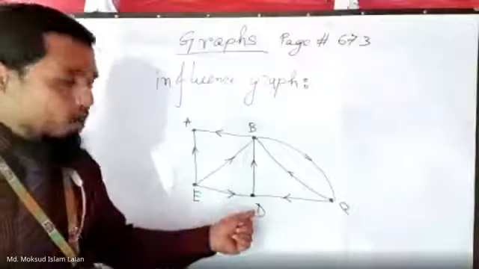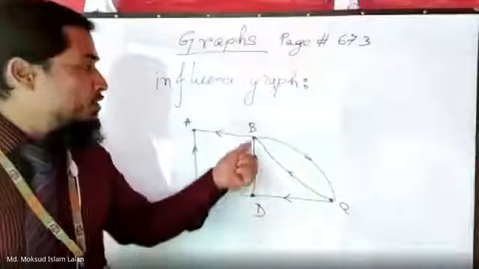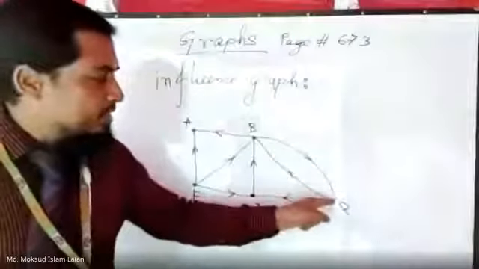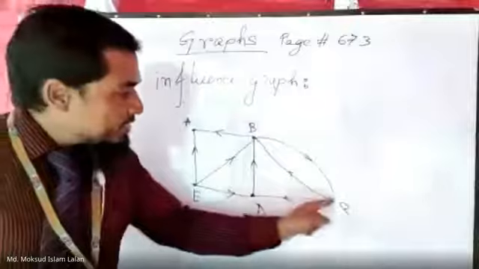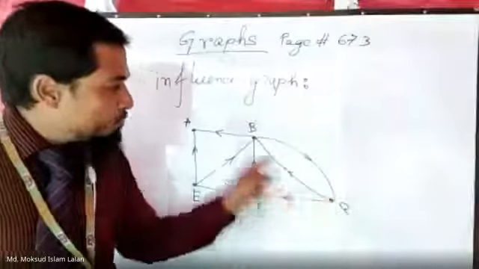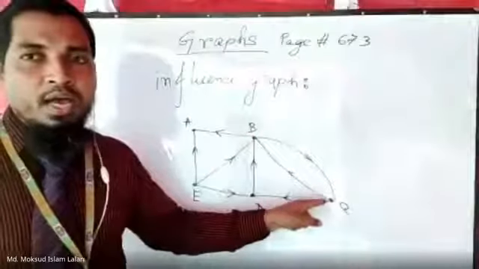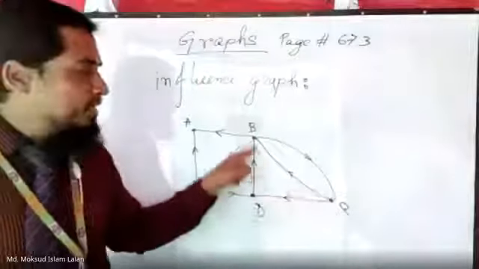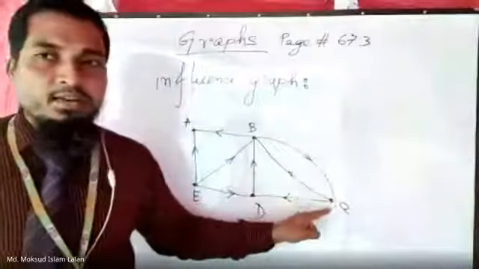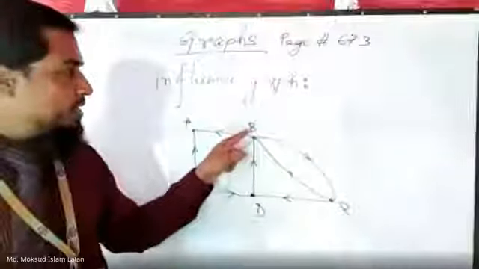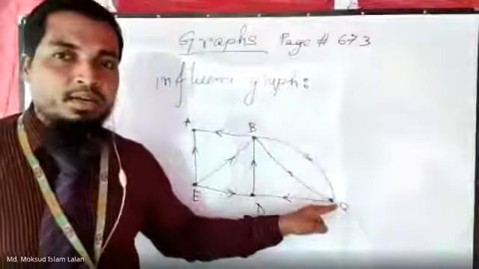E follows D, D follows B, right? Yes, sir. And C follows D. Do you understand? And this is a vice versa relation. So we can say from C to B there is an arrow, and from B to C there is another arrow. I mean B influences C, C influences B, right? C following B, B also following C.